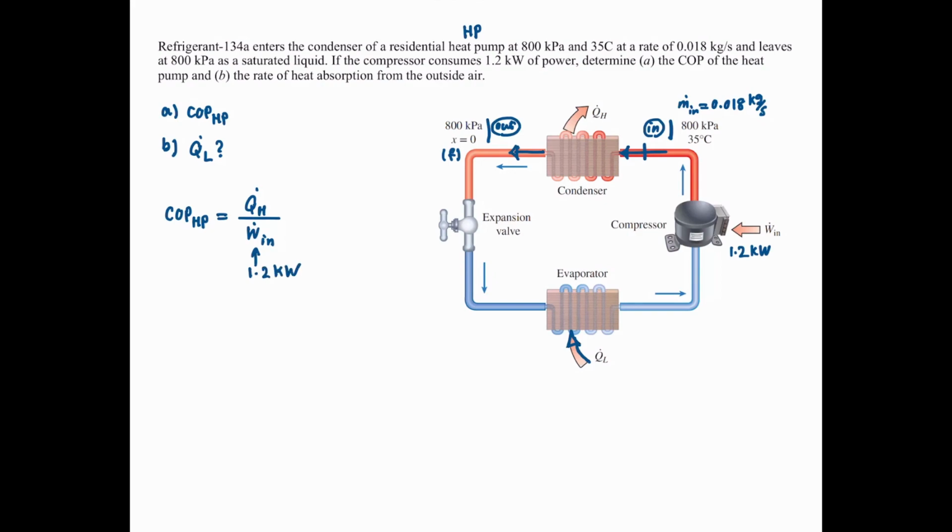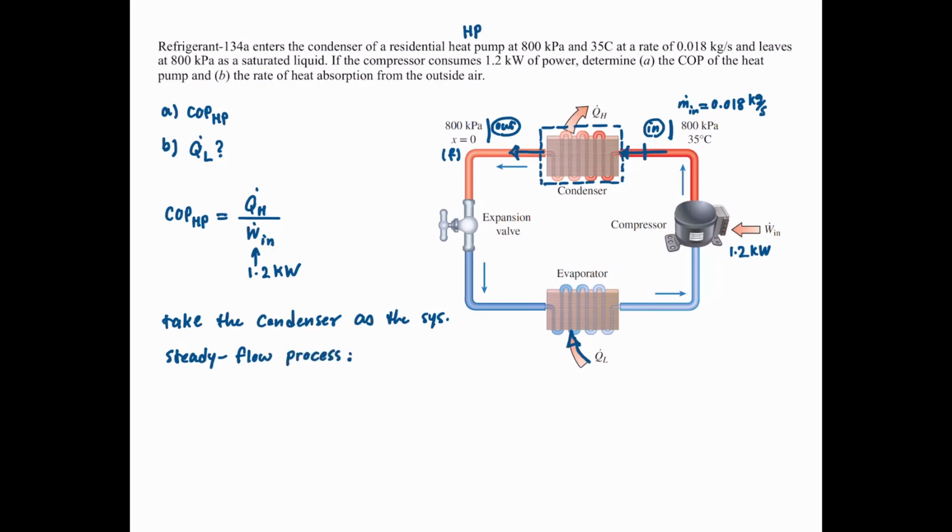How about Q dot H? I'm going to take condenser as the system to solve for Q dot H. So we are going to take the condenser as the system, and I see that it is an open system. Refrigerant enters and leaves the condenser. And we know that this is a steady flow process. There is no change with time.